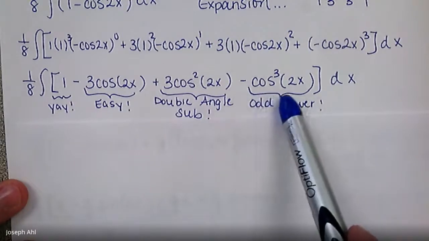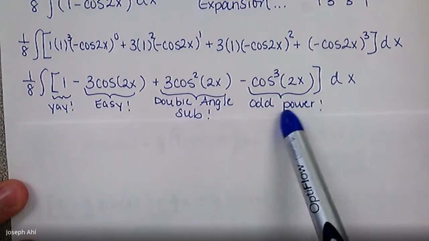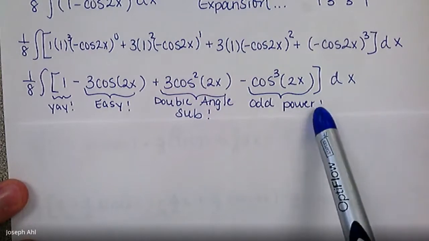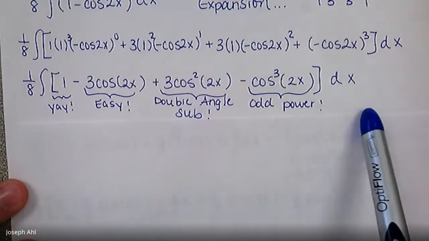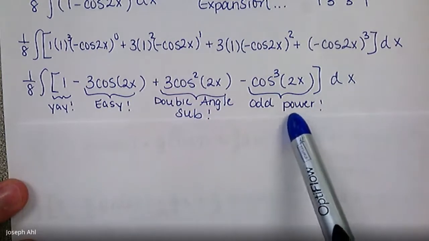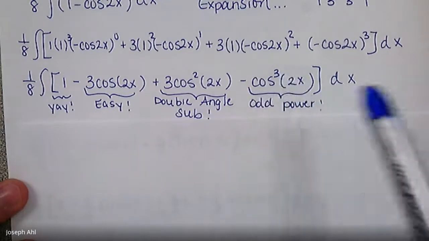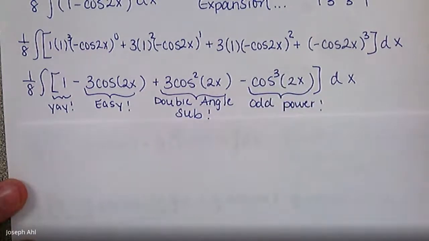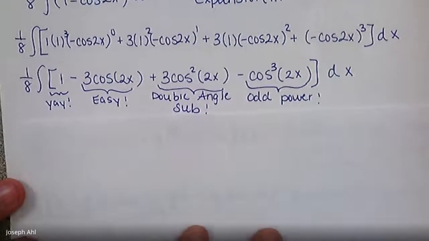And then at the very end, we have an odd power in the mix. So how are we going to integrate an odd power? Separate one cosine from that group, and then use some u substitution with the Pythagorean identity here. Whoa, holy cow. You're ready for what the next step looks like?